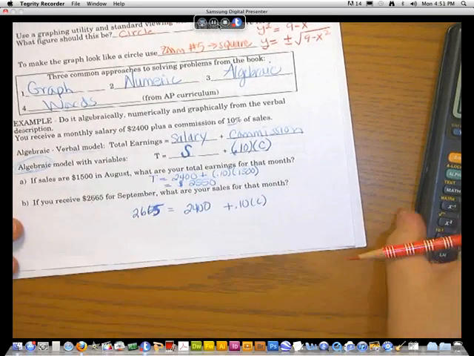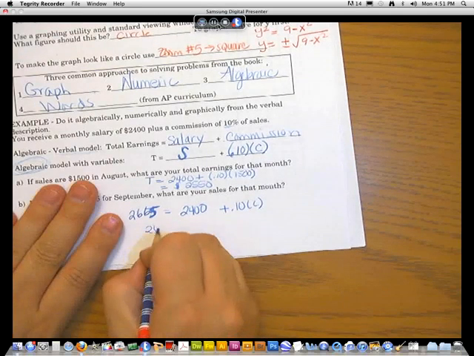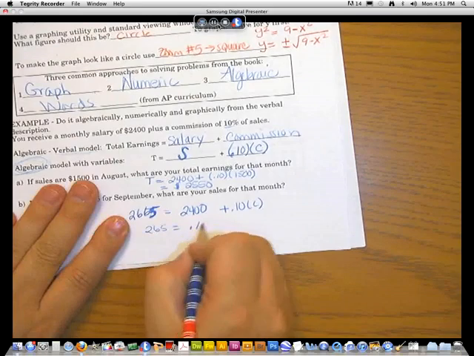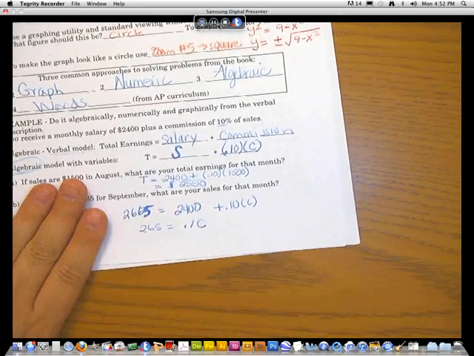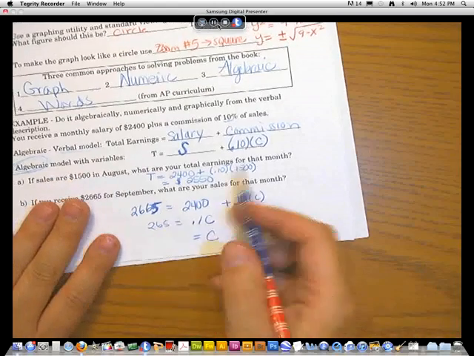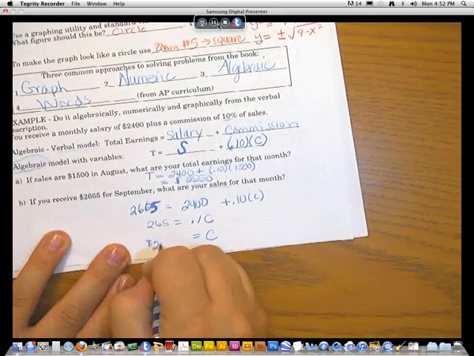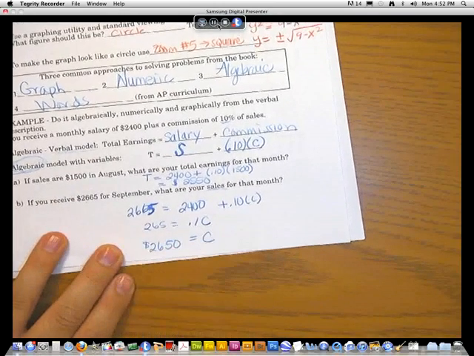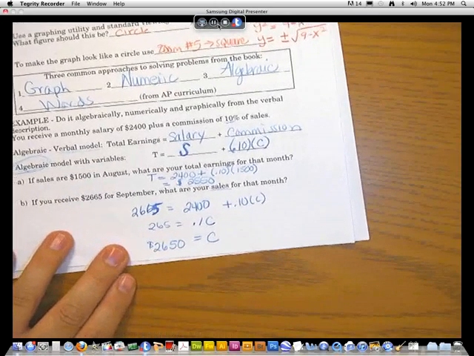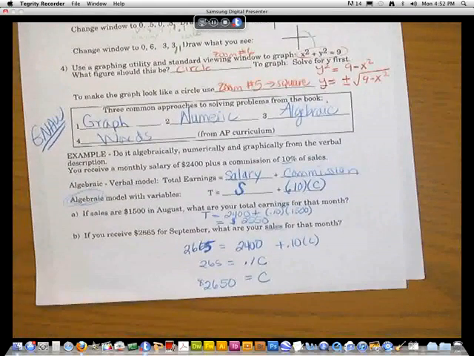So we're going to subtract off the 2,665 minus the 2,400 to get 265 is 0.1 of your C, and then divide by the 0.1. So your commission on the total sales, what were your sales? They were $2,650. Alright, so that will take care of P2.